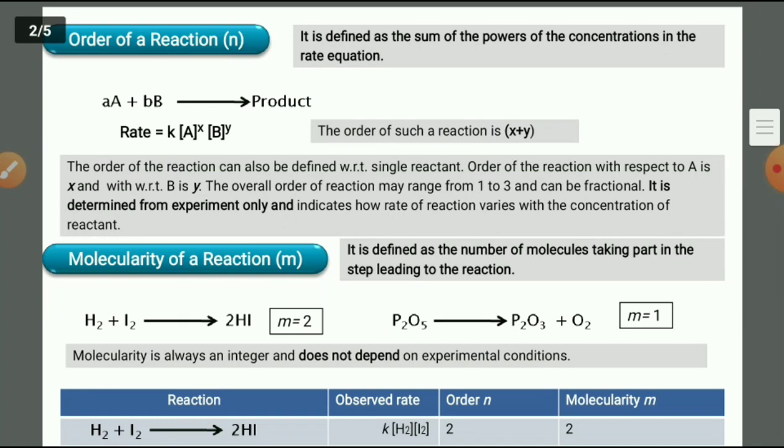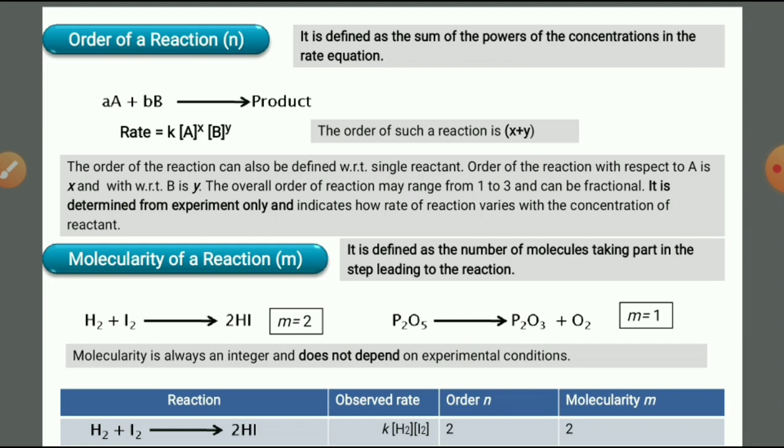The order of reaction is given by the symbol small n, and it is defined as the sum of powers of concentrations in the rate equation. So it is the sum of the powers of molar concentrations in the rate equation.